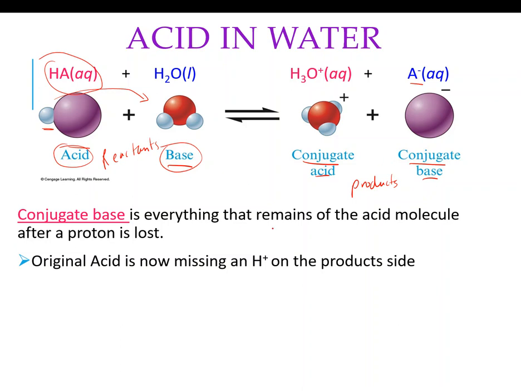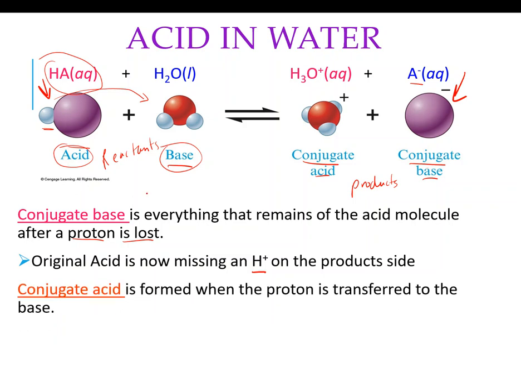A conjugate base is everything that remains of the acid molecule after the proton is lost. So if you look at the original acid, right here, it's now missing an H. Well, what else was in the original acid? A-. So A- over here, that's your conjugate base on the product side.